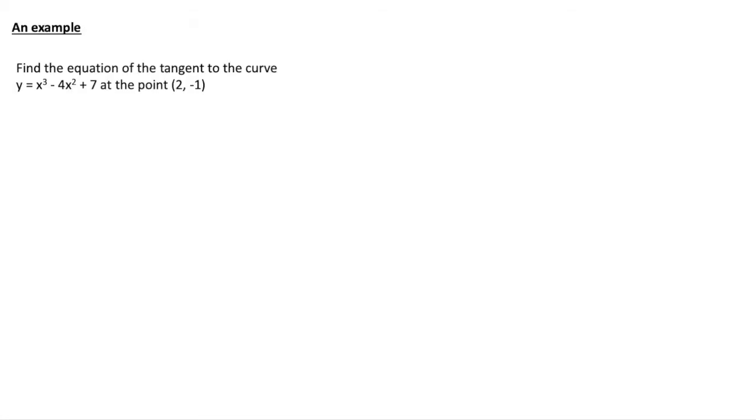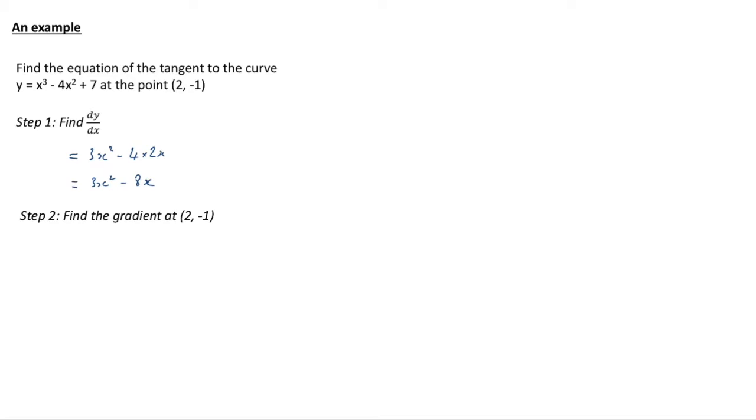Let's have a look at an example. Find the equation of the tangent to the curve y equals x cubed minus 4x squared plus 7 at the point (2, -1). So, step 1, we need to find the formula for dy/dx. x cubed, when we differentiate, becomes 3x squared, and for minus 4x squared, x squared differentiates to 2x, so that gives us minus 4 times 2x. So in the end, we have 3x squared minus 8x.